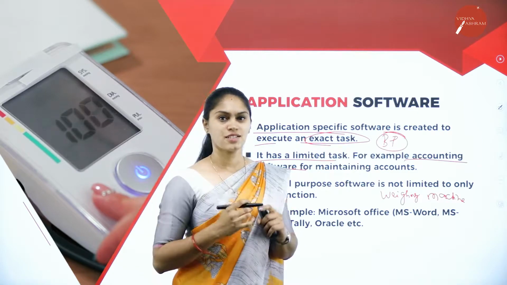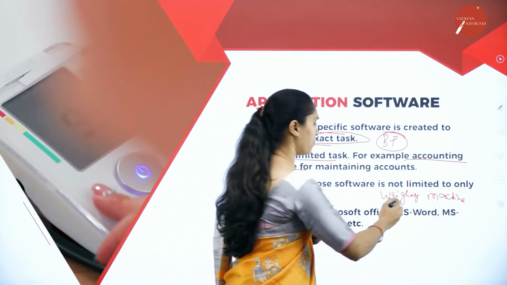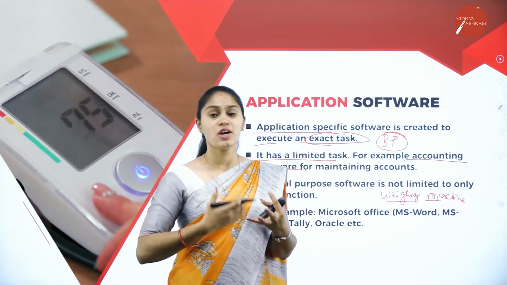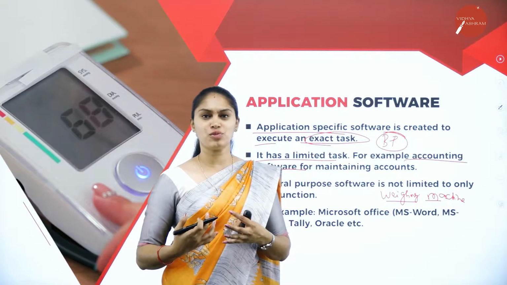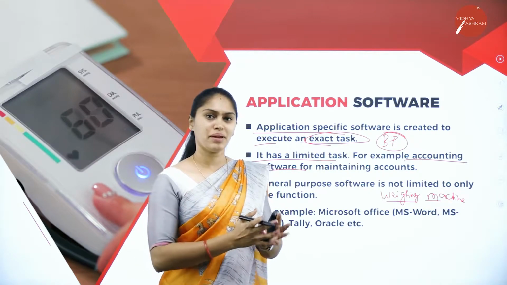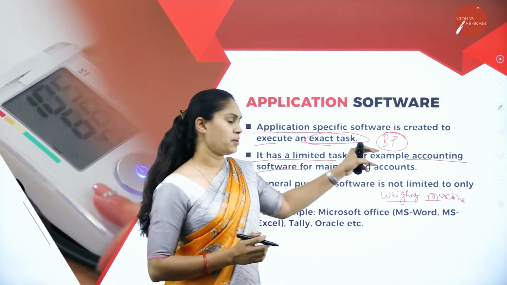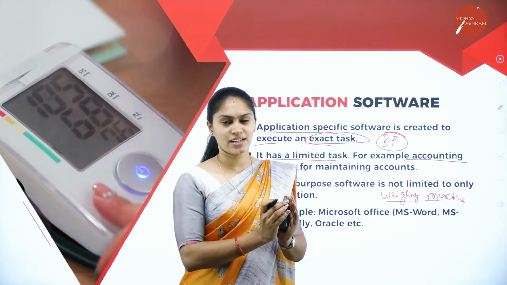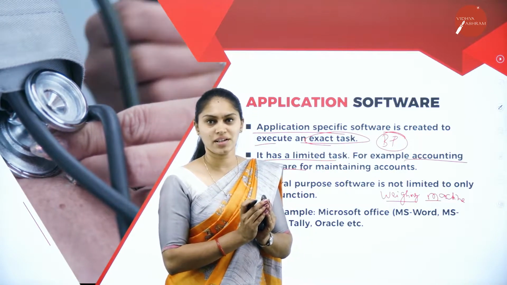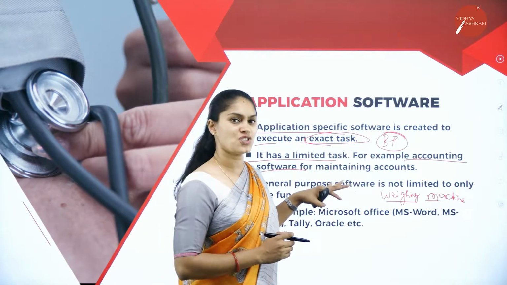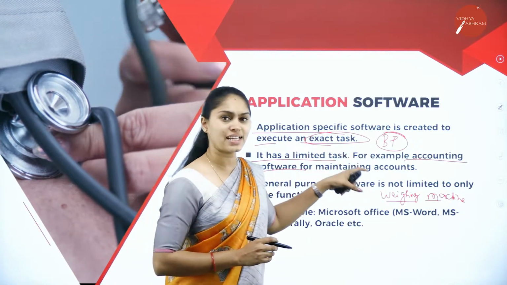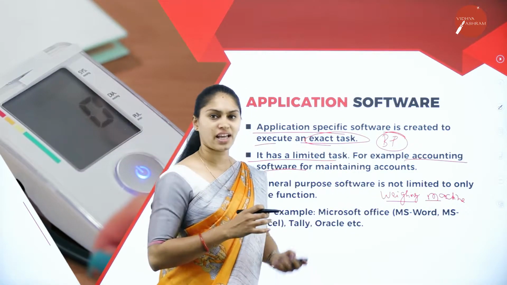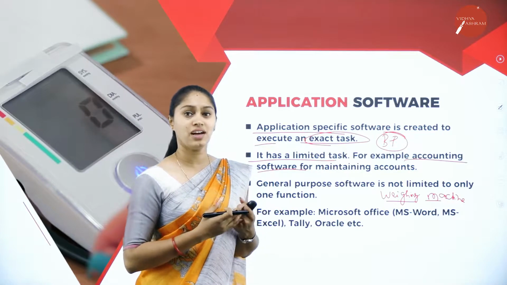General purpose. For general purpose, we can take the example of a weighing machine. This weighing machine can be used to weigh fruits, vegetables, and also humans or other things can be measured. But this BP machine is developed only to do the intended task, an exact task. That is what application specific and general purpose mean. So we have to talk regarding the software. To run this BP machine and weighing machine, they have installed some software.